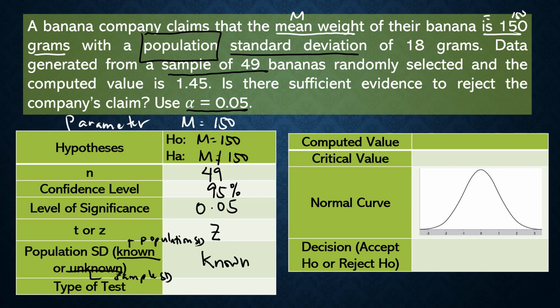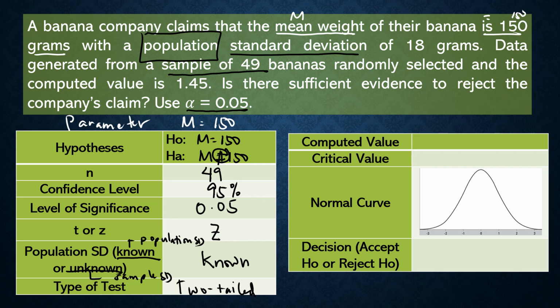For the type of test, since we have not equal for this one, our alternative hypothesis is not equal, so automatically our type of test is two-tailed. Again, when are we going to use two-tailed or one-tailed? It will be two-tailed if the alternative hypothesis is not equal. But if the alternative hypothesis is greater than or less than, automatically we're going to use one-tailed.